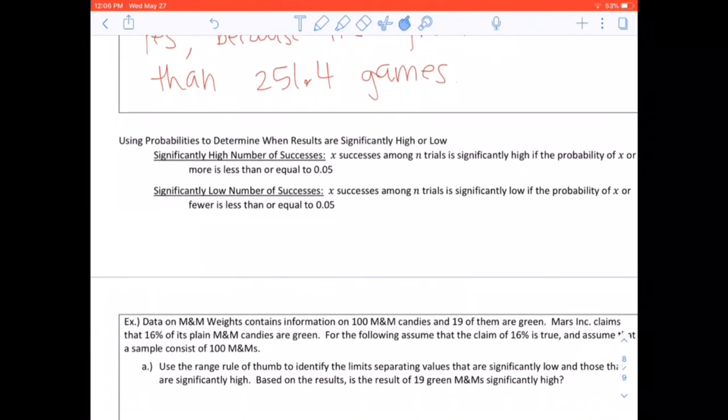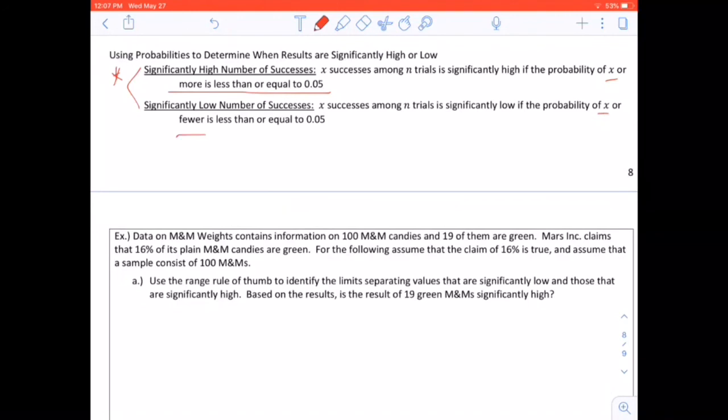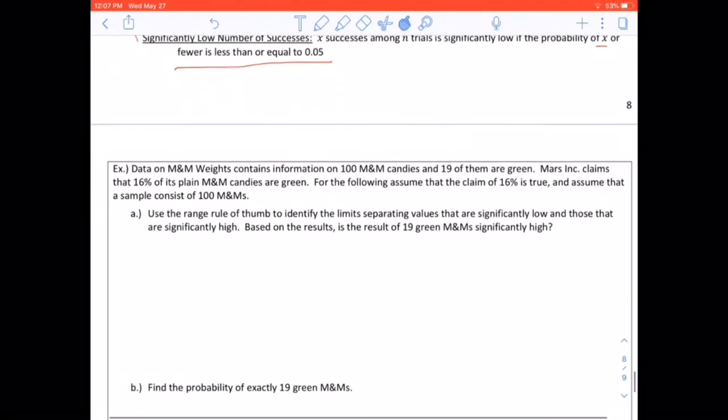So we still have another way to look at this. We can use probabilities to determine when results are significantly high or low. So there's always two ways to look at significantly high and significantly low. A number of successes X among N trials is significantly high if the probability of X or more is less than or equal to 0.05, and significantly low if the probability of X or fewer is less than or equal to 0.05. So that probability of it happening is really small, and that cutoff that we have is 0.05 for both of those.